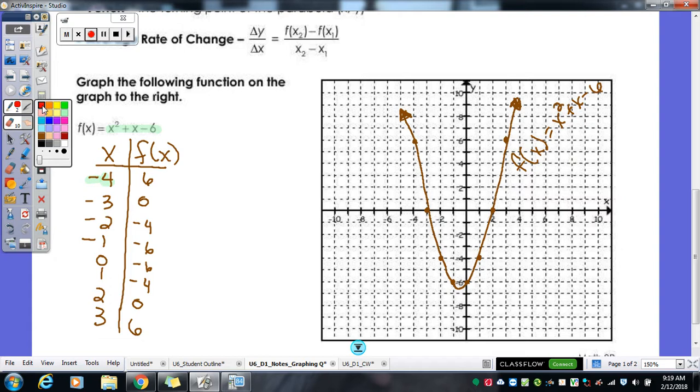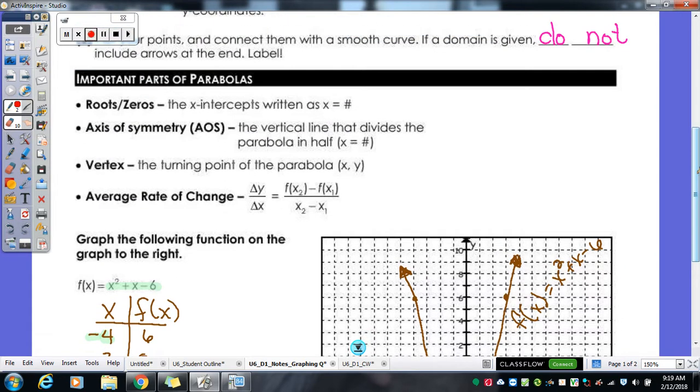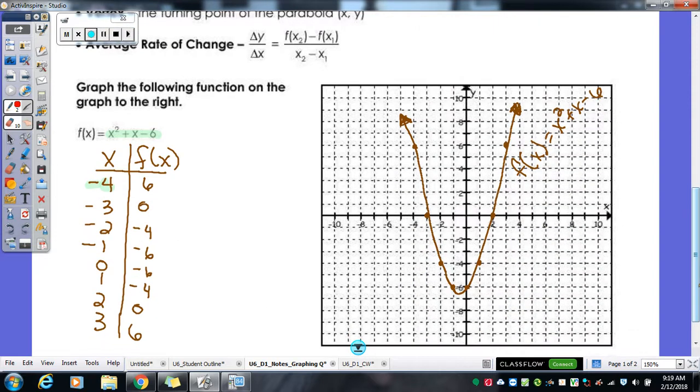So let's go ahead up here and take a look at our different key features, as we call them. Roots or zeros. I use both those words because they use those two words interchangeably. They mean the same exact thing. It's just sometimes they call them zeros, sometimes they call them roots. Don't let that confuse you. It's your x-intercepts. So if we look at this graph here, your roots or zeros are where your graph crosses your x-axis. So we have 2 of them here.